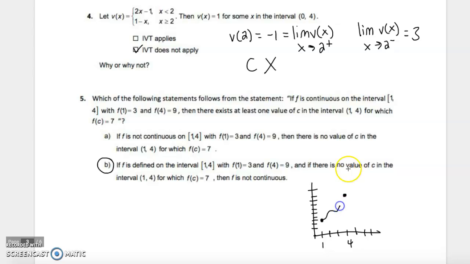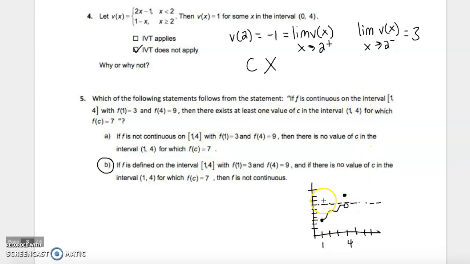But what it's saying is that there is no value of c in the interval for which f of c equals 7. So it means that no matter what I do, I can't, whoops, that's a little high, isn't it? There you go. No matter what I do, I'm not allowed to hit this value. So the only way that I could do this and have a function that's fully defined from 1 to 4 would be if I had a discontinuity and did something like this. So that's why this statement is 100% true. Your function might not be continuous on 1 to 4, but that doesn't mean that you definitely don't equal 7. We just can't confirm it, right?